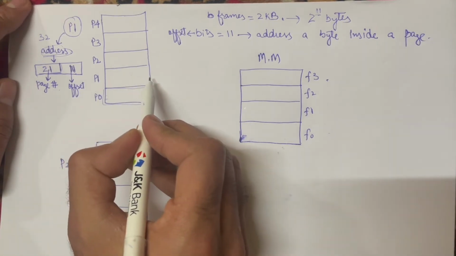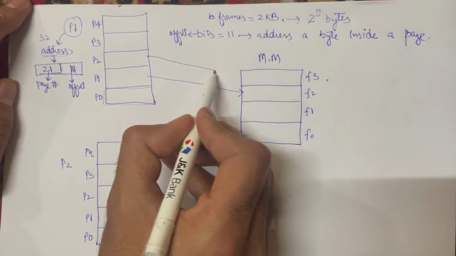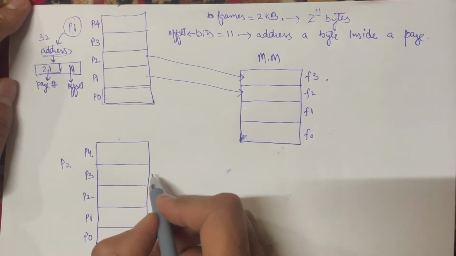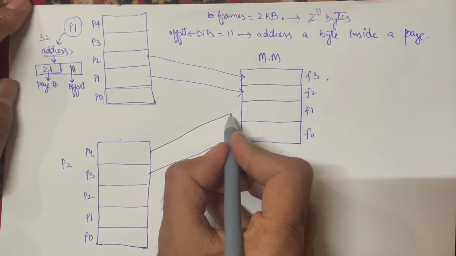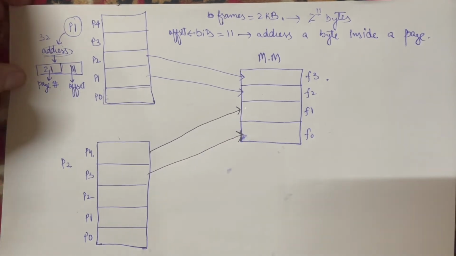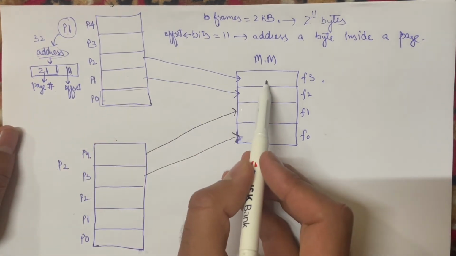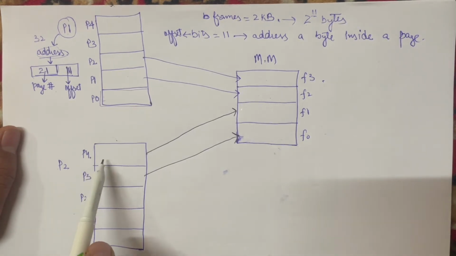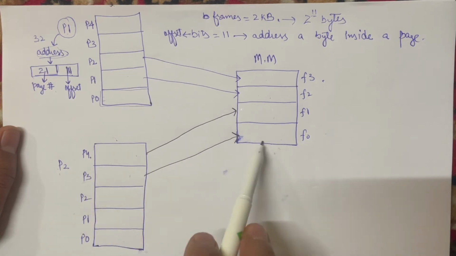So let's suppose P1 is placed here and P2 is placed here. Okay, likewise some pages of process P2, let's suppose page P3 is placed here and page P4 is placed here. Okay, fine. So P2 is in frame F3, P1 is in frame F2. Okay, P4, page 4 of P2, is in F1 and page 3 of P2 is in F0.